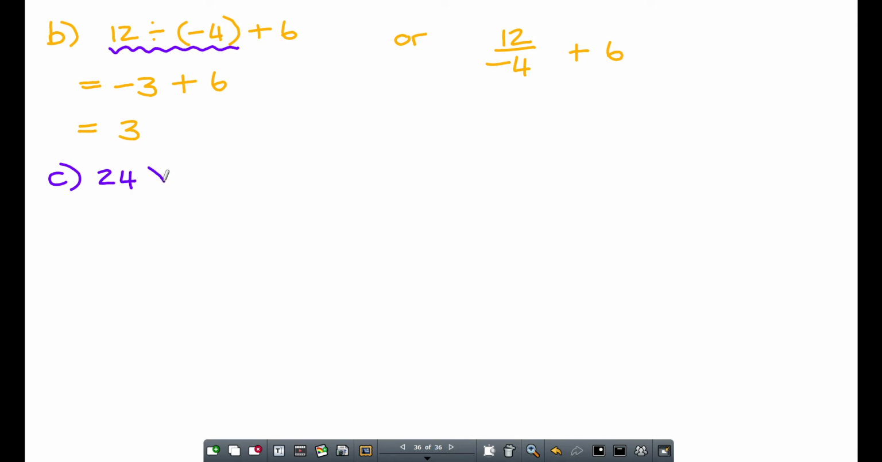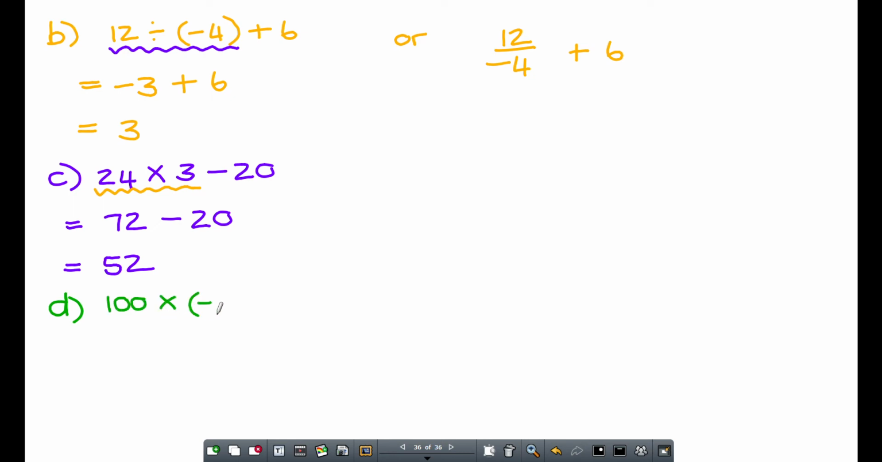Okay, at C, between the subtraction and the multiplication, multiplication is more important. So 24 times 3 gave me 72. And now I can go and subtract that 20. So 52. Any questions there?